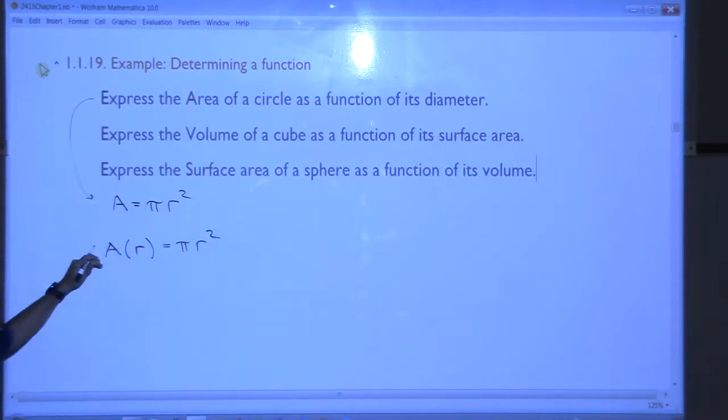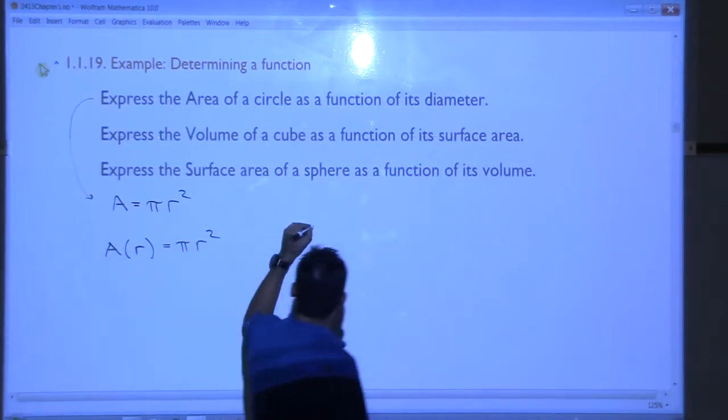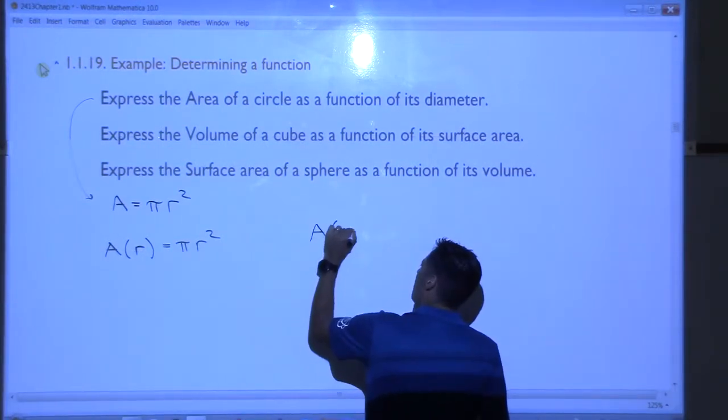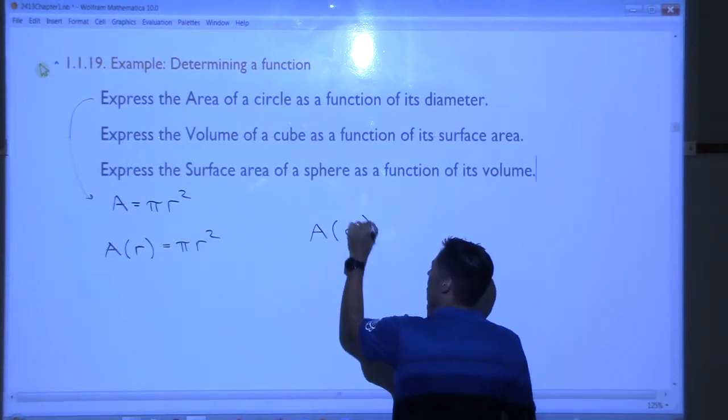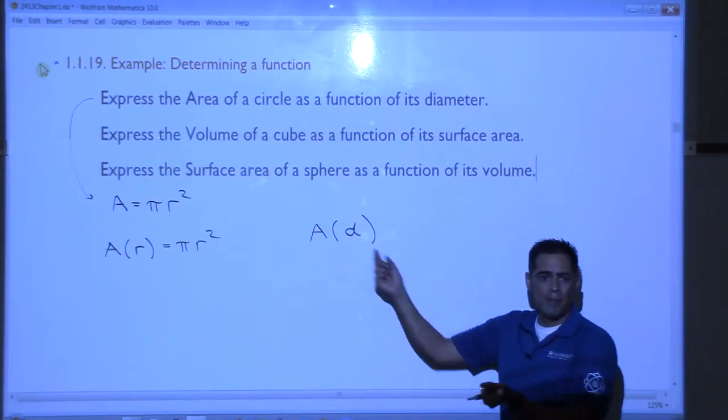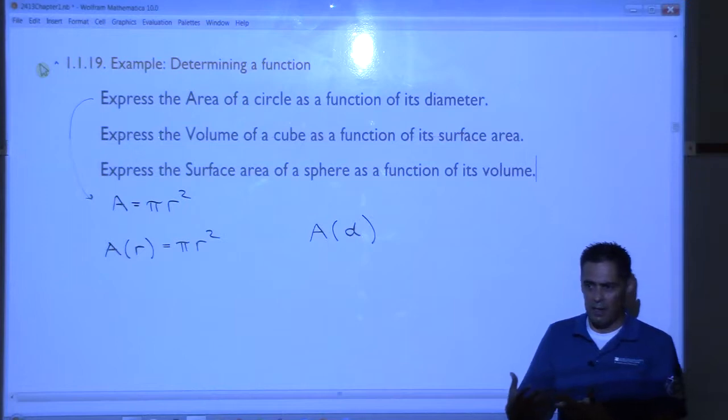Do you understand that? So A is a function of r. What we want is to express the area of a circle as a function of its diameter. So we want to come up with a formula where somebody's going to feed us, I'll use lowercase d, the diameter, and we should still be able to compute the area.